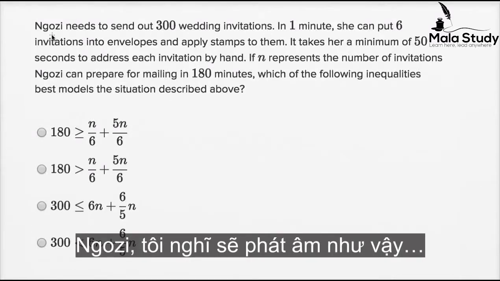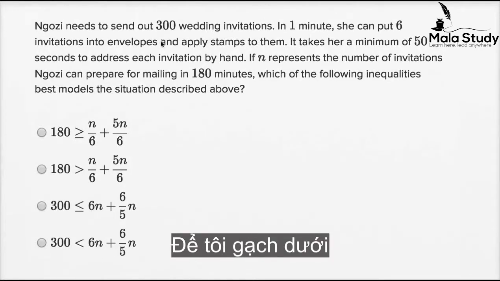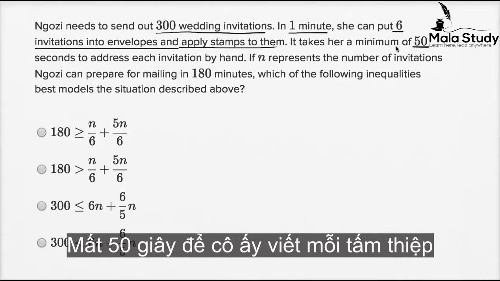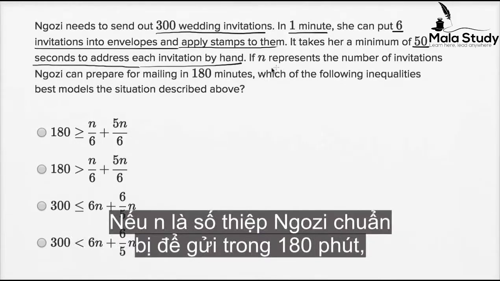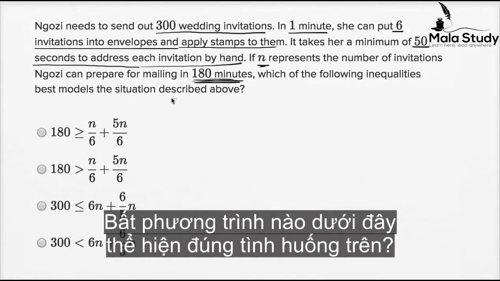Ngozi, I think that's how I would pronounce it, needs to send out 300 wedding invitations. Let me underline that, 300 wedding invitations. In 1 minute, she can put 6 invitations into envelopes and apply stamps to them. It takes her a minimum of 50 seconds to address each invitation by hand. If N represents the number of invitations Ngozi can prepare for mailing in 180 minutes, which of the following inequalities best models the situation described above?